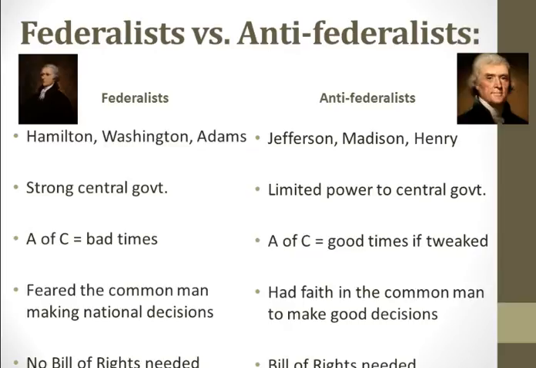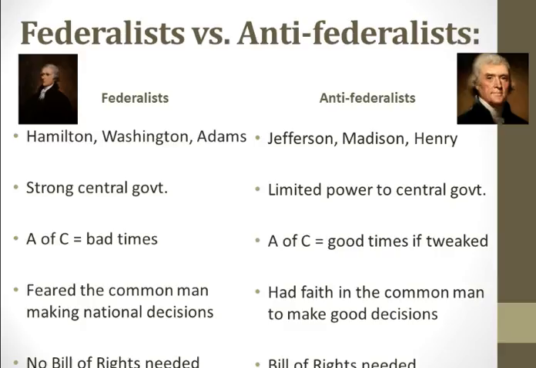The Anti-Federalists, the side of Jefferson and Madison and Patrick Henry, remember him from the Give Me Liberty or Give Me Death speech, they wanted limited power for the central government. They did not want the central government to have a lot of power. They thought the Articles of Confederation were good times, great times even. They just needed to be tweaked a little bit.